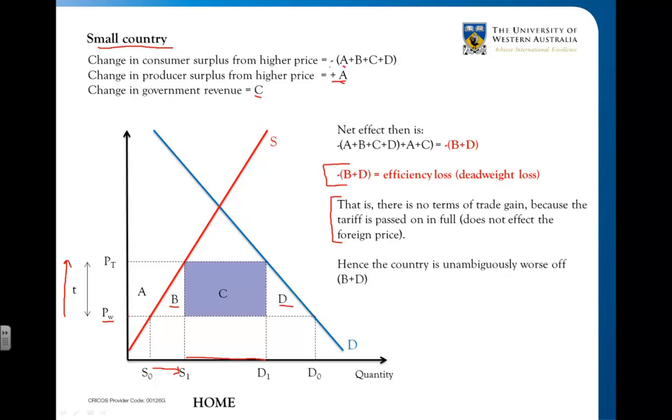So in this situation a small country is unambiguously worse off, to the extent of the areas B plus D. So that makes a difference. And what we're going to see later is that the effect of these tariffs will be different when the US puts on a tariff relative to when, say, Australia puts on a tariff, or New Zealand, a smaller country. So it matters who's imposing the tariffs. And so you've got to be very careful when you're doing this that you bear that in mind when you're looking at tariff policy.